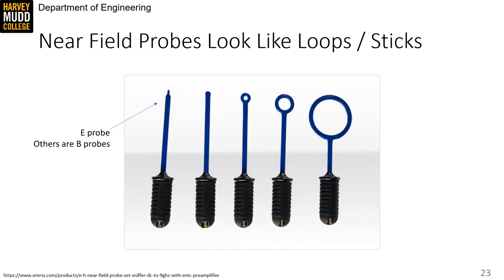One way that we measure electric and magnetic fields is by taking advantage of their coupling behavior. I've included a picture of a set of near-field probes on this slide. The leftmost probe measures E field, and it looks like a little stick that you could put in an existing capacitive field. The remaining probes are loops of various sizes that measure B fields, and bigger loops are more sensitive but less area specific.